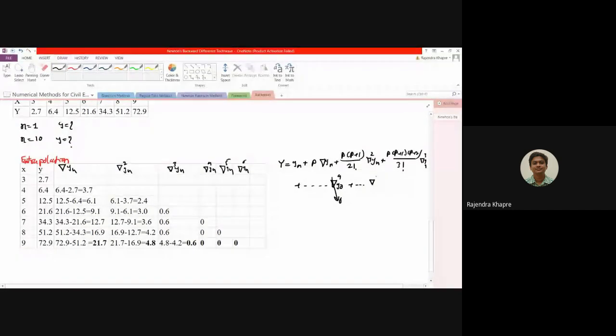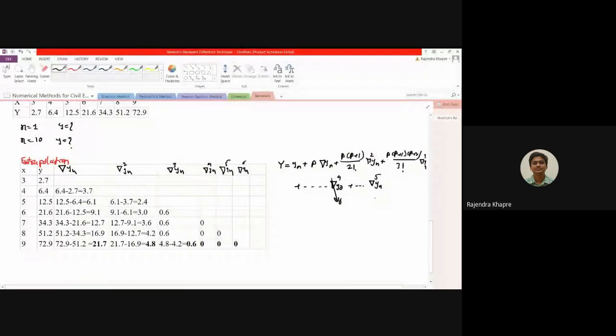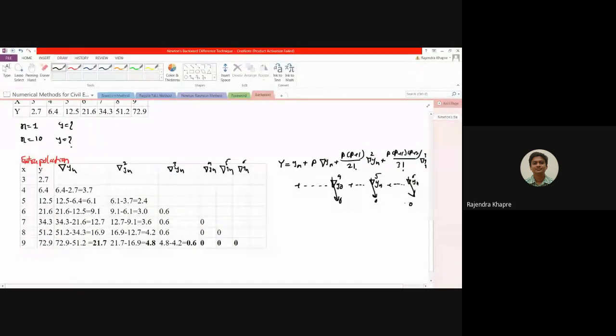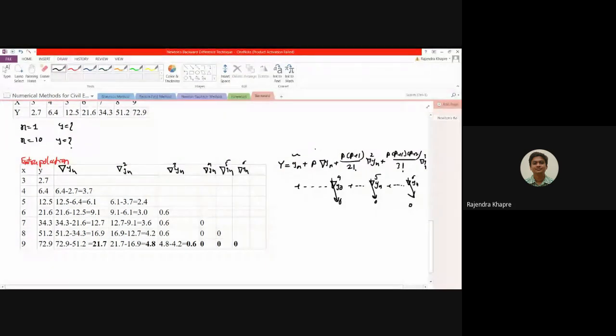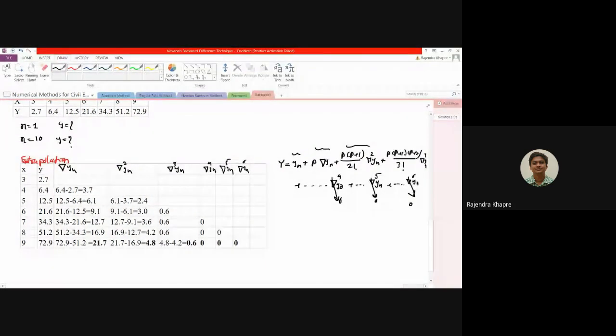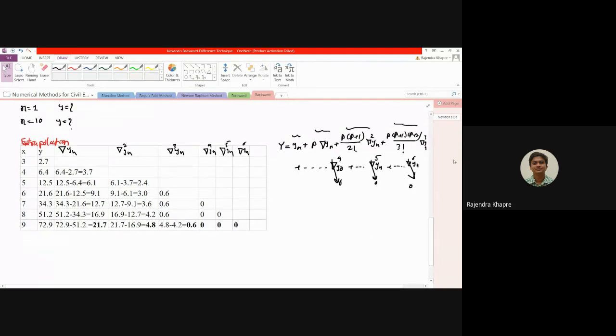Then we have delta to the power 5 yn, whose value is also 0, and plus we have something and delta to the power 6 yn, what is its value? 0. So all we need to do is write a simple expression having only 4 terms: yn, this is one term, then delta yn, delta to the power 2 yn, and delta to the power 3 yn. Okay, so now let us try to solve the problem by this interpolation, sorry, extrapolation.